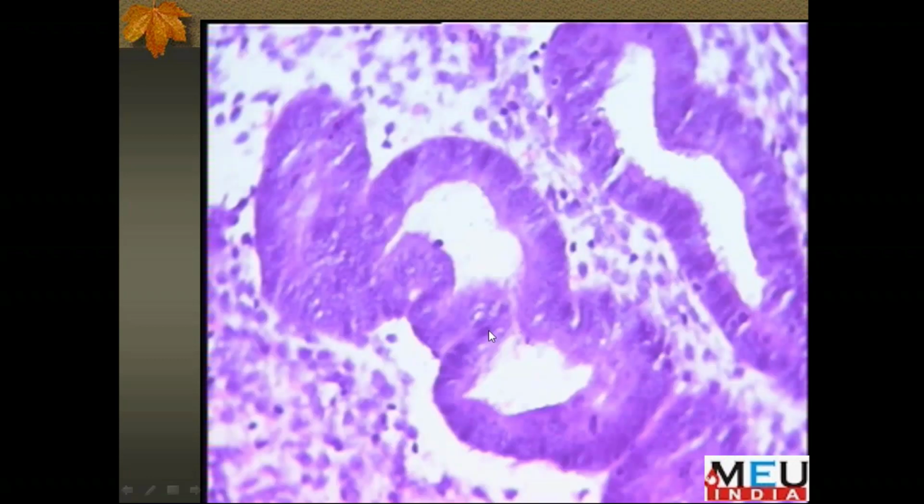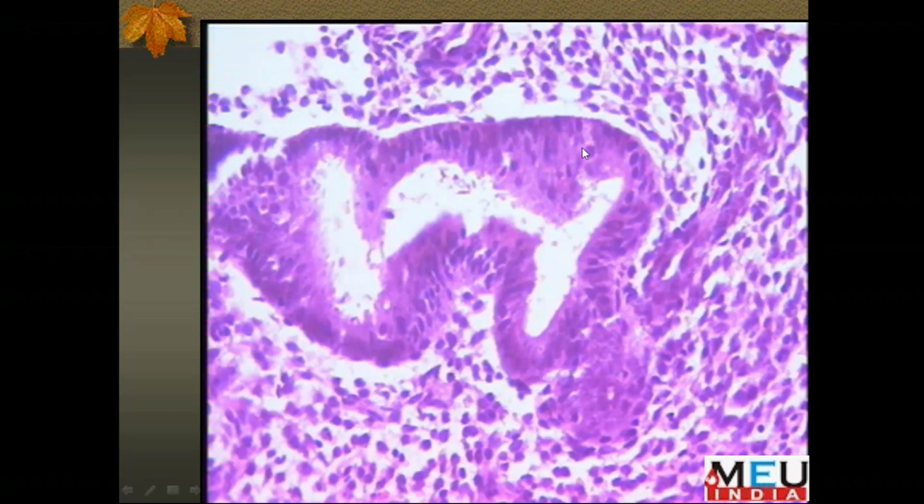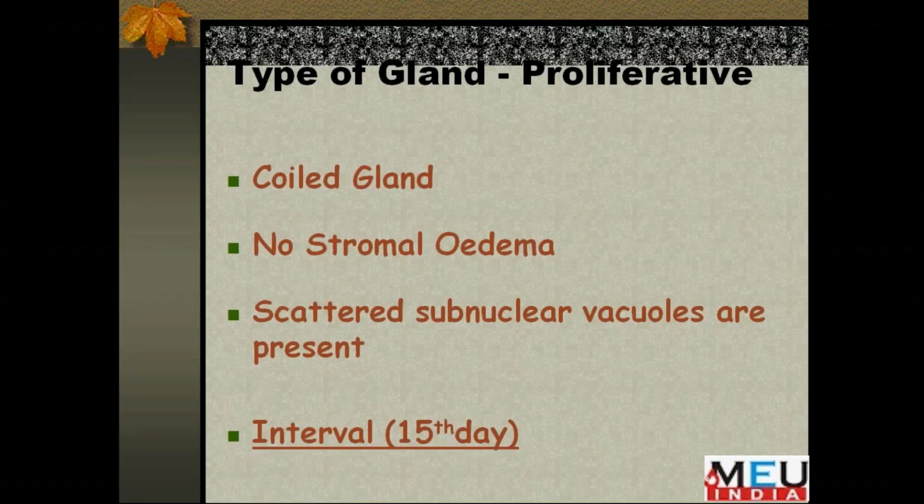After this the secretory phase starts, and in the early secretory phase the subnuclear vacuoles go on increasing in size, there are many mitotic figures, and the subnuclear vacuoles gradually start moving upwards. Now let's see here in low power.